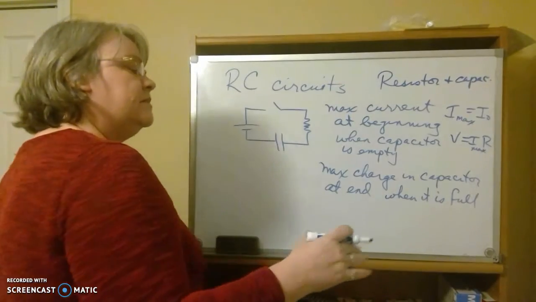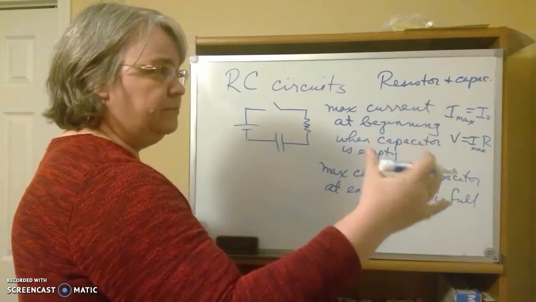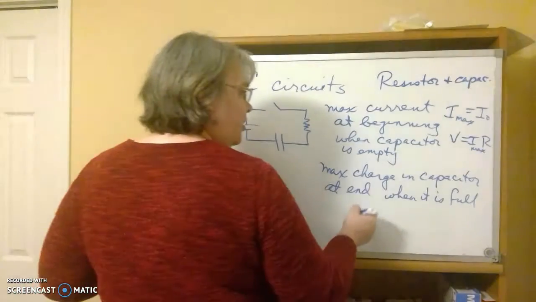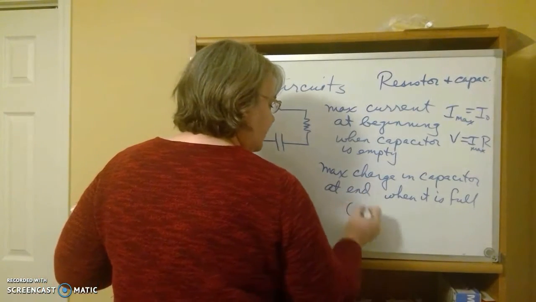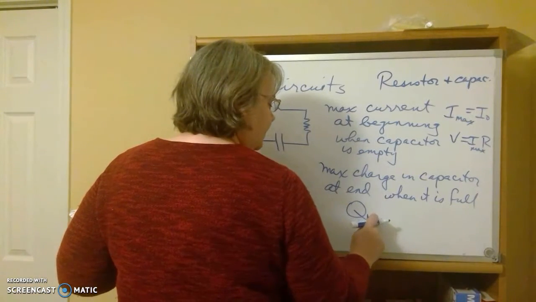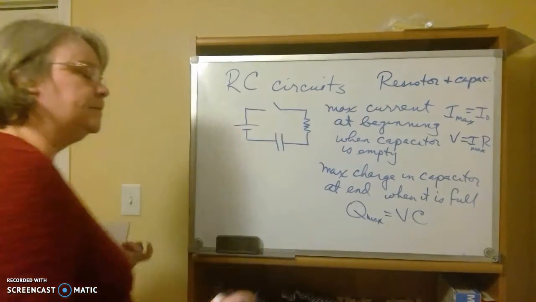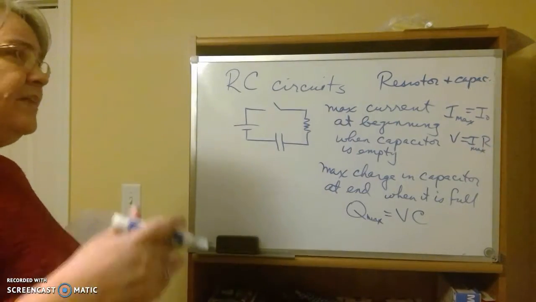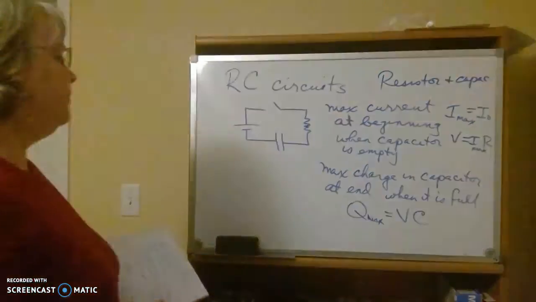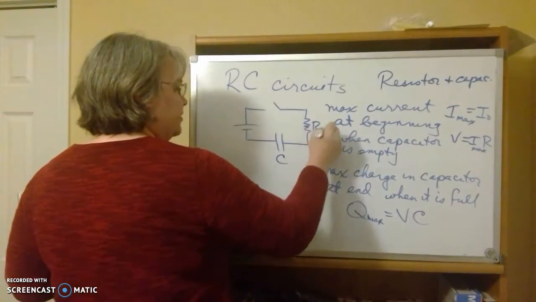Okay, because the only moment that you get that amount of current is at the very beginning, because there's nothing preventing the flow of current. And with charge, we use Q equals VC, but we get our Q max, I'm sorry, we get our Q max when the capacitor is completely full. There we go. All right, so we have a capacitor with C and a resistor with an R.